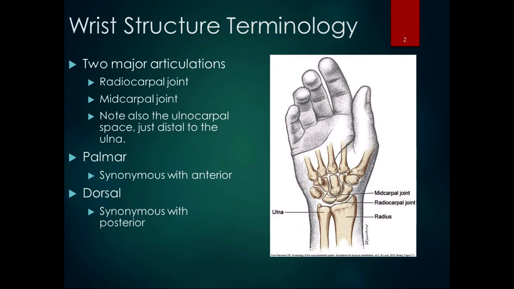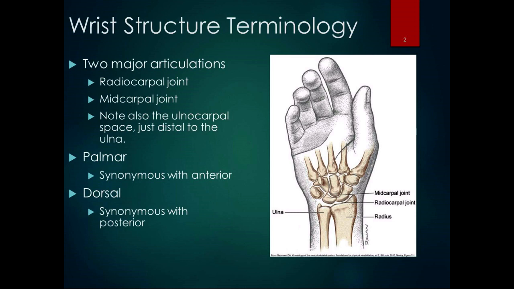There's also the ulnocarpal space, which is just distal to the ulna. There's an articular disc there for absorbing compressive forces. And it is part of the radiocarpal joint, even though the ulna doesn't really touch the carpals.